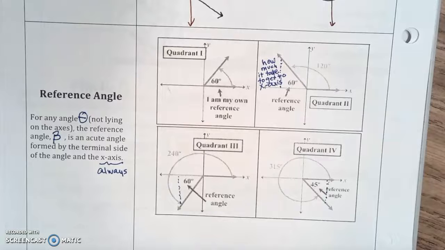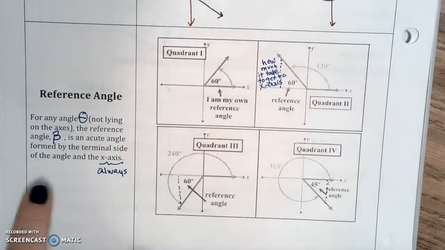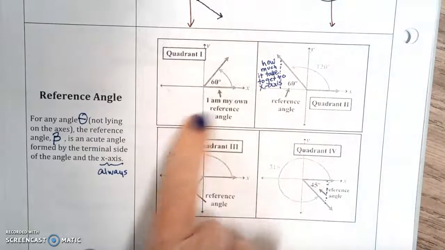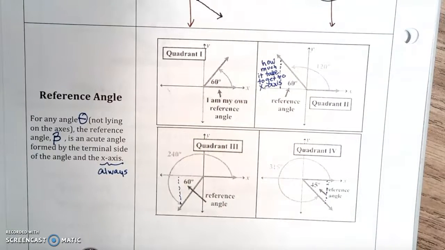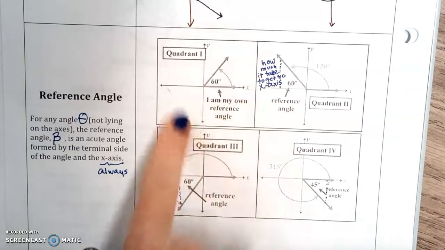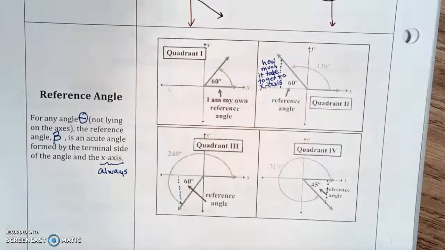So now we're going to introduce to you what we call the reference angle. For any angle theta not lying on an axis, the reference angle beta is going to be an acute angle formed by the terminal side of the angle and the x-axis, okay? So for this first box, it says quadrant 1, we have a 60-degree angle, and if it's there, it's its own reference angle.